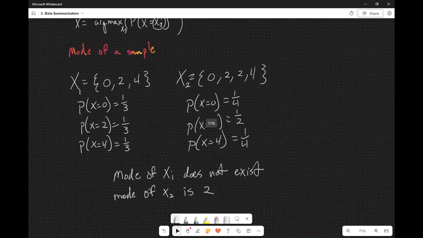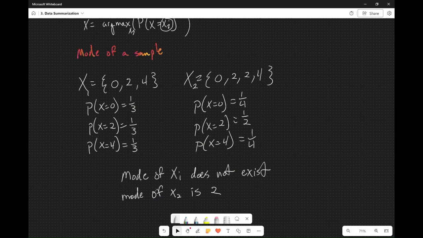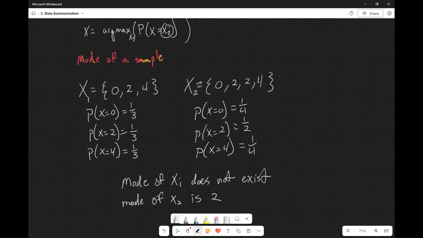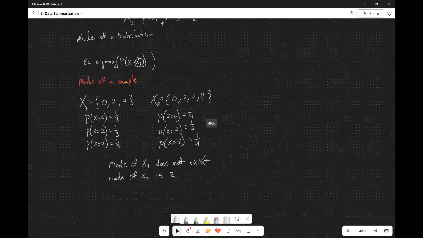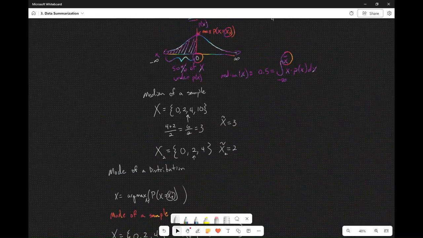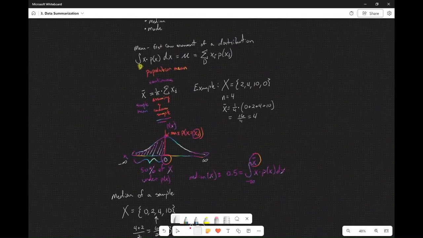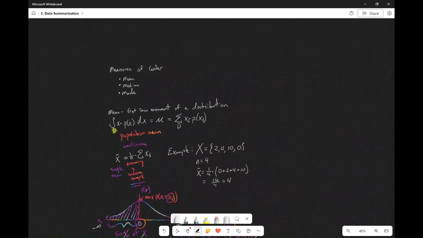So these are all 3 different ways of measuring the center of a distribution and the center of a sample. Later on in this course, we'll talk about trying to determine the probability that a sample mode, sample mean, or sample median is equal to a population mean, mode, or median.